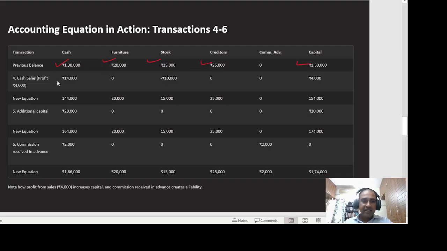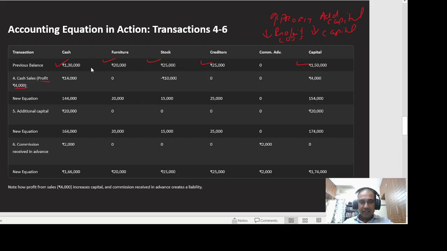Okay. Next transaction is cash sales, where there is a profit of 4,000. Clear? There is a profit of 4,000. Remember, guys, in this accounting equation, we don't have a column called income or expenses. Anything which increases the profit will be added to capital. Anything which decreases the profit will be reduced from capital, decreasing the profit, or we can call it a loss also.